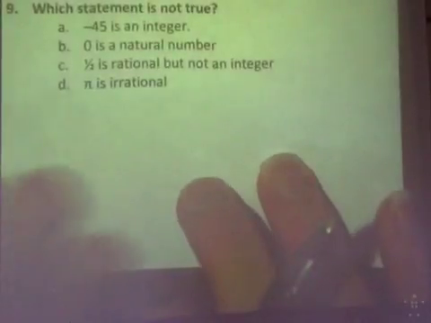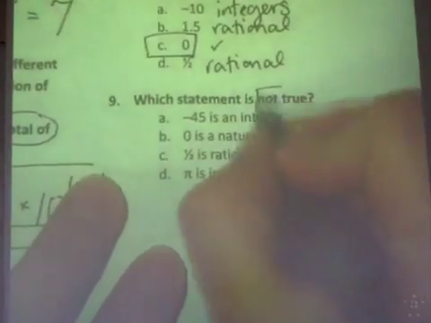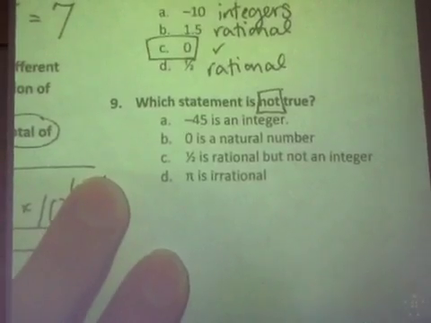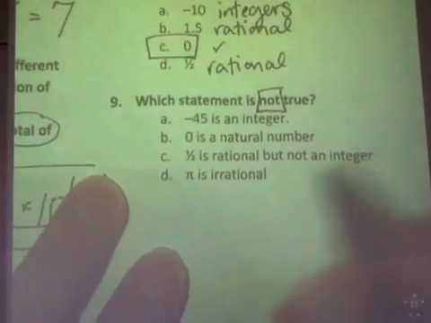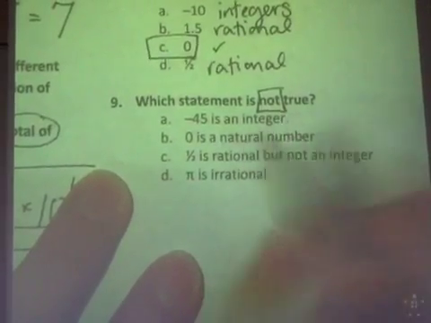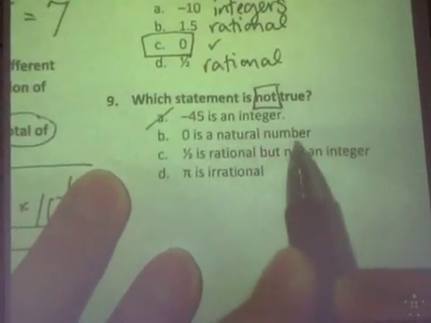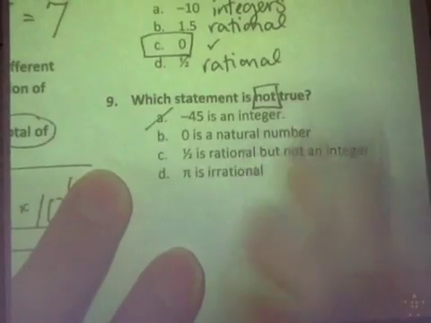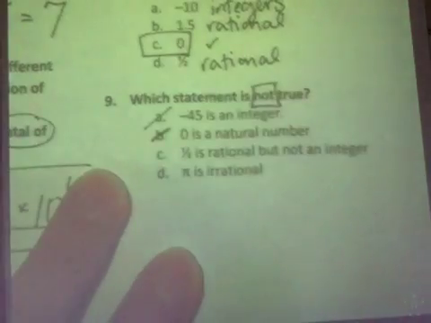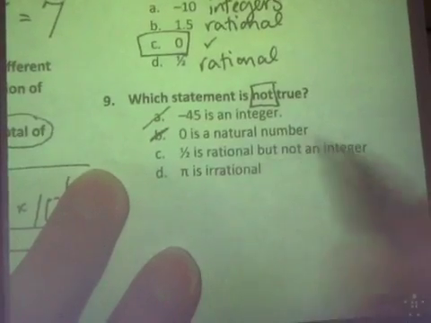Okay, the last one, number 9. Which statement is not true? Okay, they're not going to bold it, they're not going to make it bigger. You have to be able to find that not and make sure you choose which one is not true. So, negative 45 is an integer. Is that not true? No, that's true. Okay, so we can't choose that one. 0 is a natural number. No, 0 is only in the whole number, integer category, or rational category. It is not natural. 1/2 is rational, but not an integer. Okay, that's right.